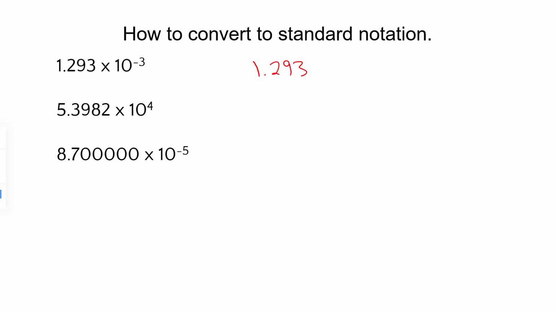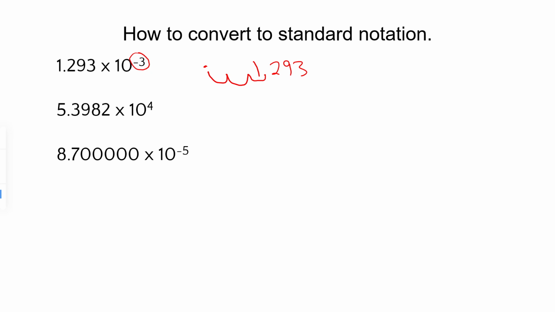1.293. Now we have a negative exponent, and when we have a negative exponent, we know that this is going to be a decimal number. It's going to be a really small number. So to make the number that we have here smaller, we would have to move the decimal to the left. So we'd have to go to the left 3 times. 1, 2, 3. And we would put our decimal there.